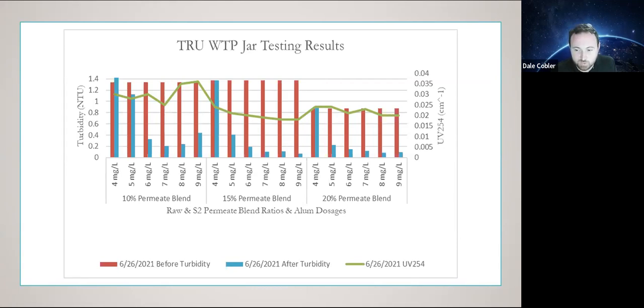What we can see is there's a clear direct correlation between turbidity and UVA 254, which would be expected. The 10% jar test had an optimum coagulation dose of 7 milligrams per liter, whereas 15 and 20% were 8 and 9 milligrams per liter, respectively.